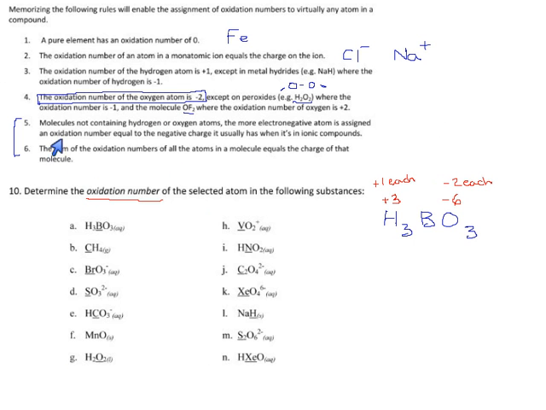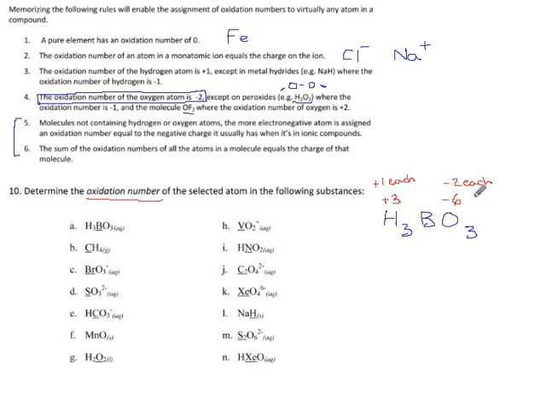Now, rule 5, the more electronegative atom, is not relevant to us here, but rule 6 says the sum of the oxidation numbers of all the atoms in a molecule has to equal the charge of that molecule. This whole thing, because it doesn't have a charge listed, is considered to have charge 0, which means all the oxidation numbers in it must add up to 0.